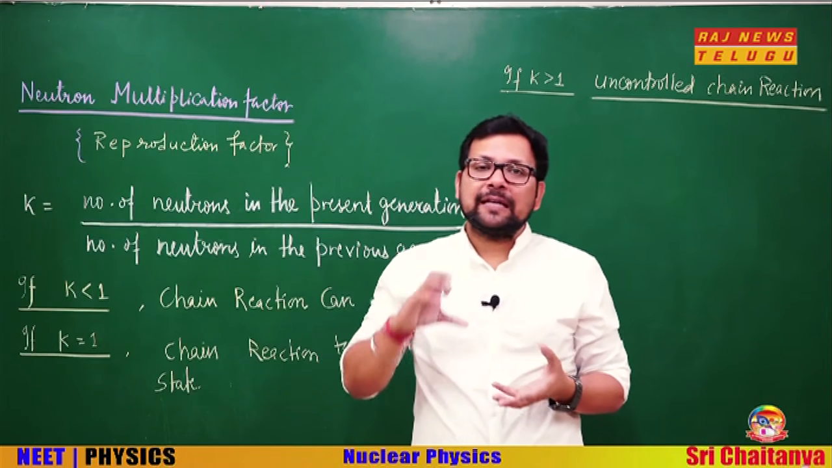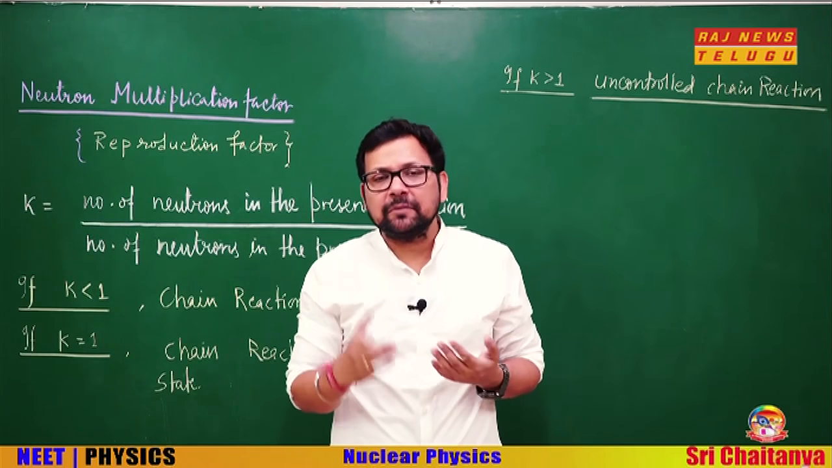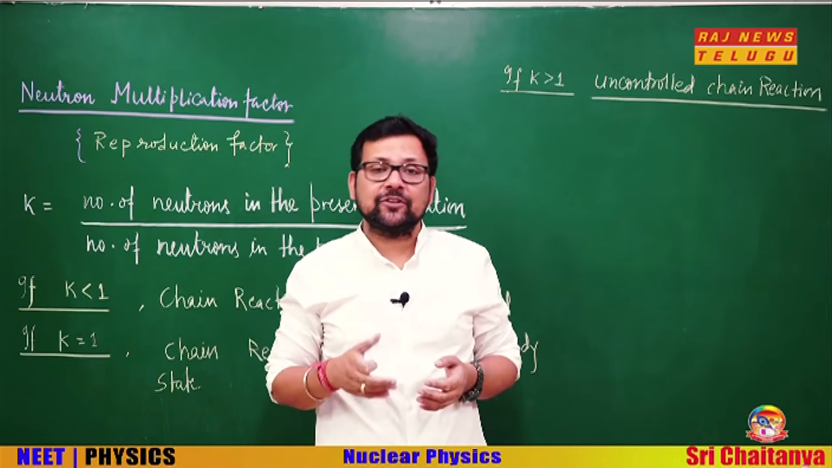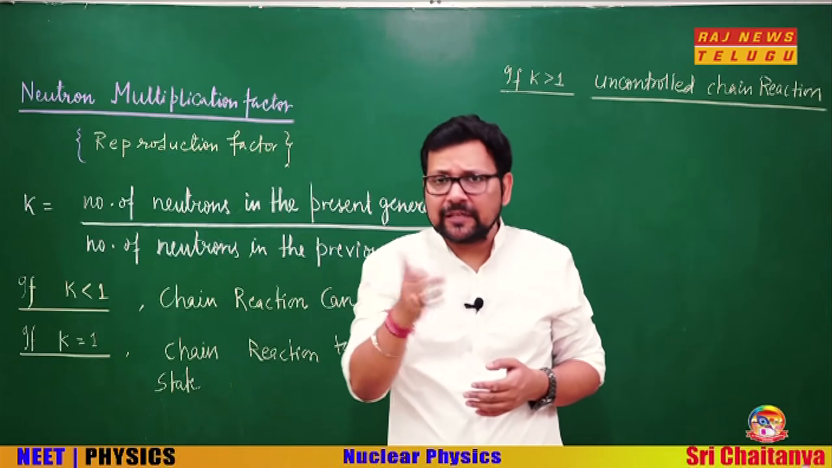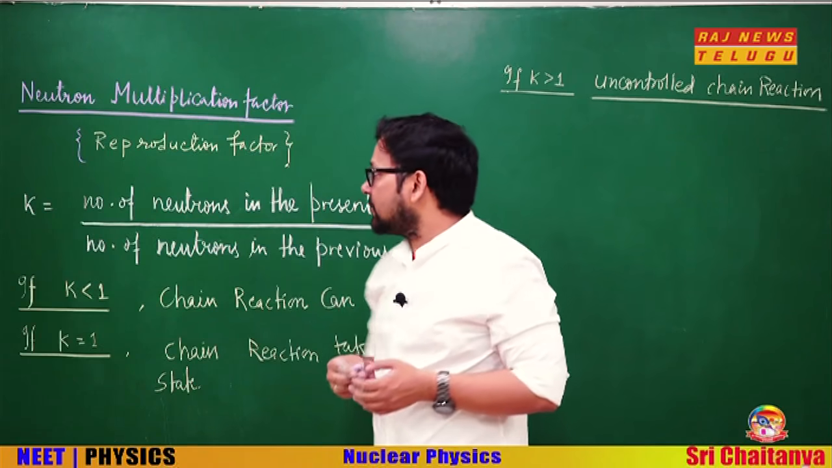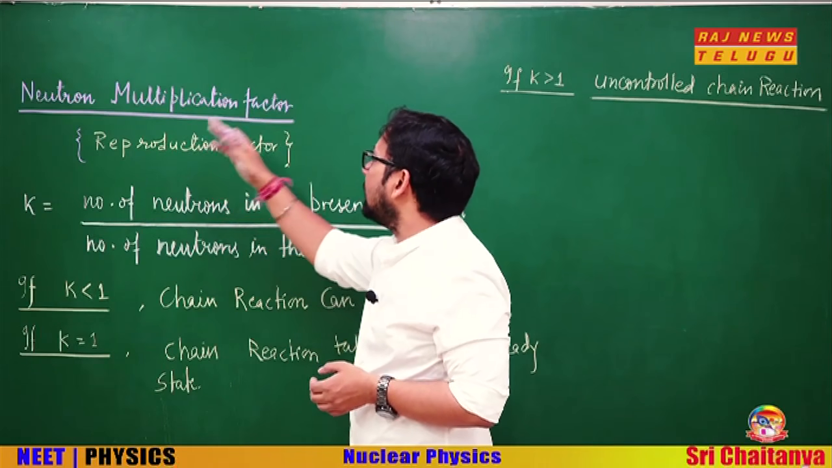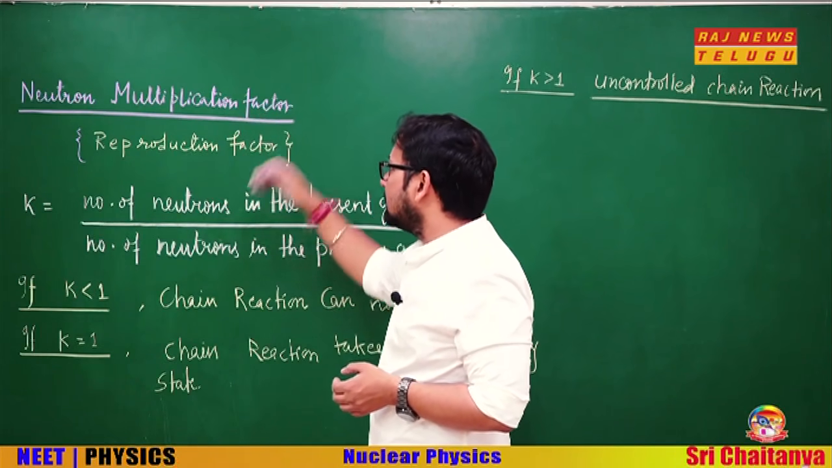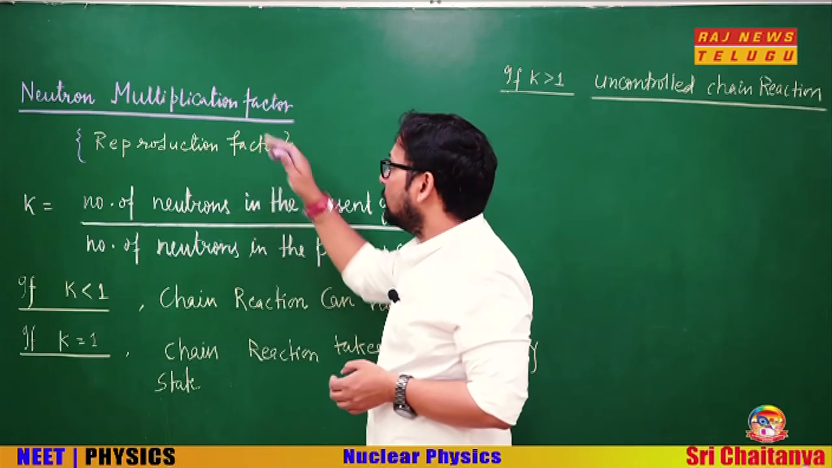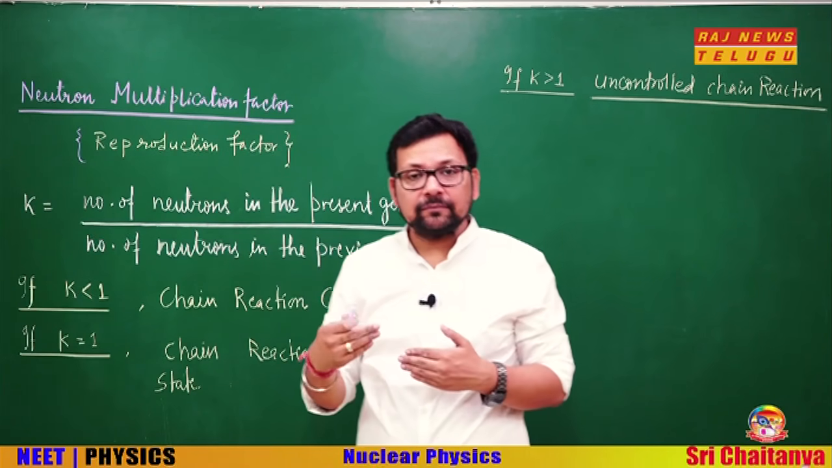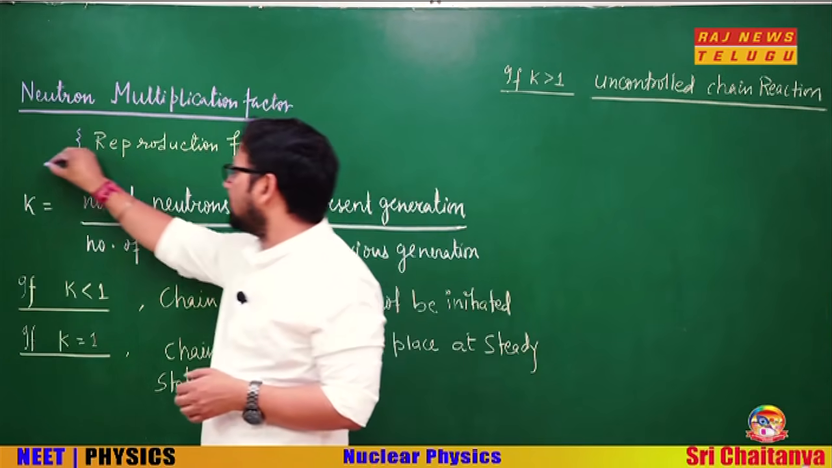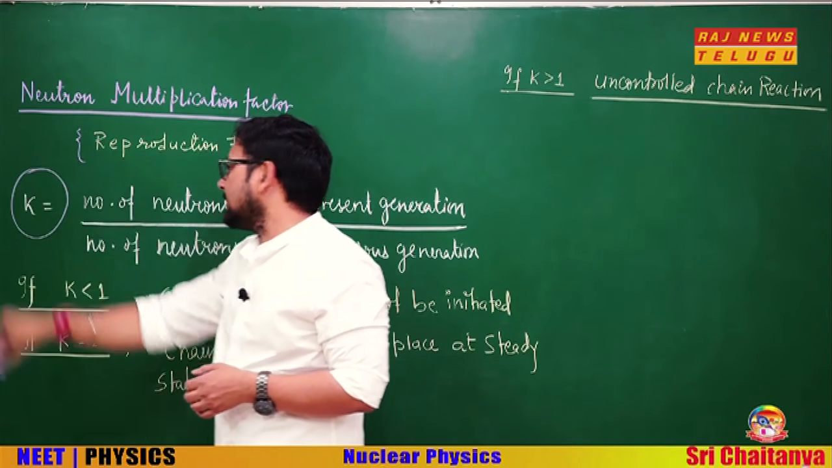Now mathematically there is a number, a ratio, that can predict what kind of chain reaction there will be, or even whether a chain reaction will initiate or not. That ratio is called the neutron multiplication factor, or also reproduction factor. Neutron multiplication factor or reproduction factor, and the factor is denoted by K.